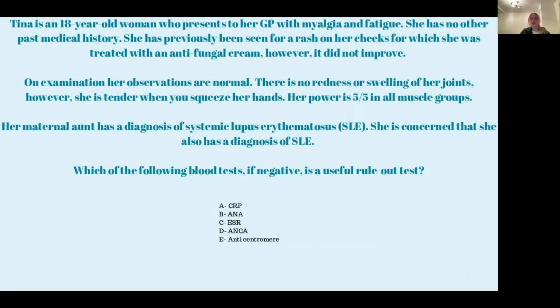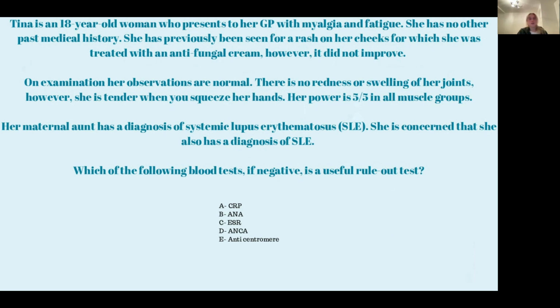So, another question. Tina is an 18-year-old woman who presents to her GP with myalgia and fatigue. So she's got muscle aches and she's really tired. She's got no other relevant past medical history. She did previously have a rash on her cheeks, which was treated with an antifungal cream, but it didn't really improve that much. On examination, her observations were normal.